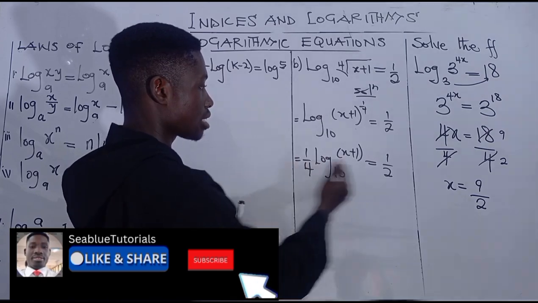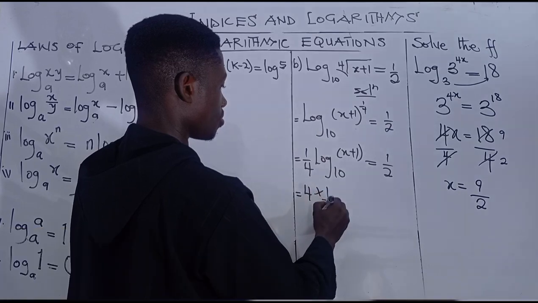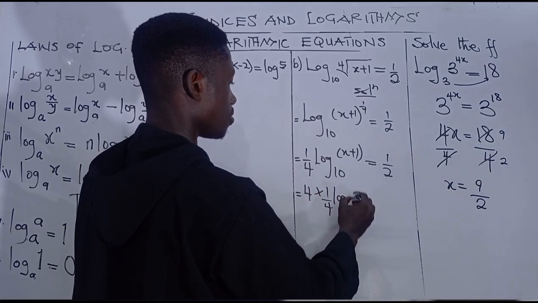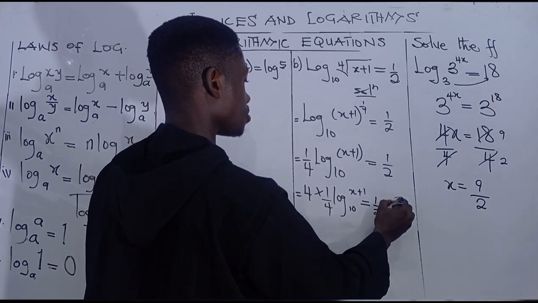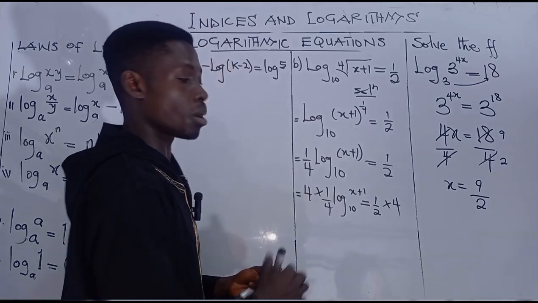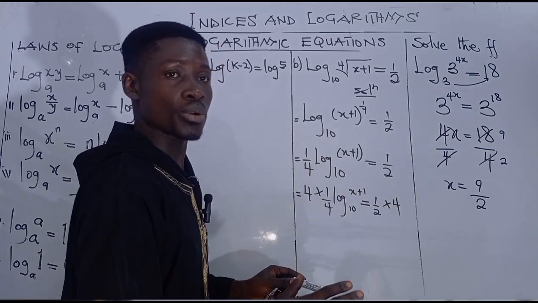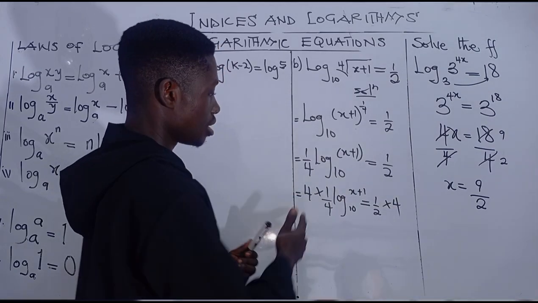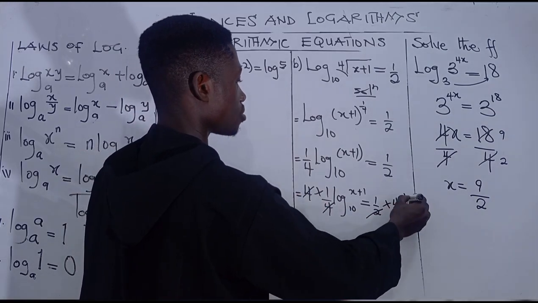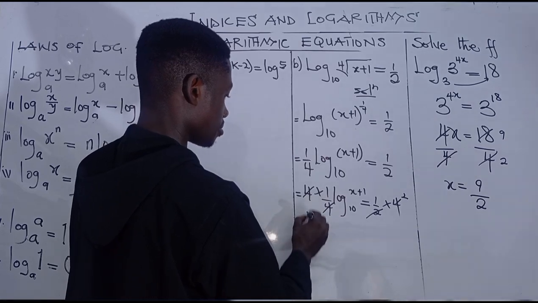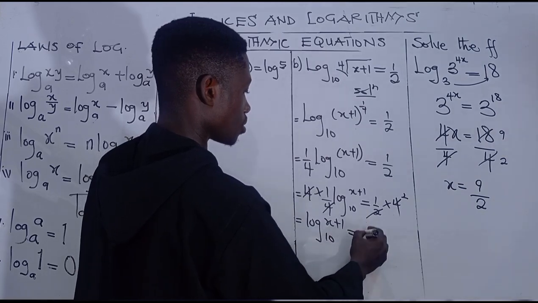So let's multiply both sides of the equation by 4. So we have 4 times 1 over 4 log of x plus 1 to the base of 10 is equal to 1 over 2 times 4. Since we are multiplying both sides of the equation, it doesn't change anything because this 4 will cancel this 4. So from here, 2 can cancel 4, we have 2. So at the end, we have log of x plus 1 to the base of 10 is equal to 2.